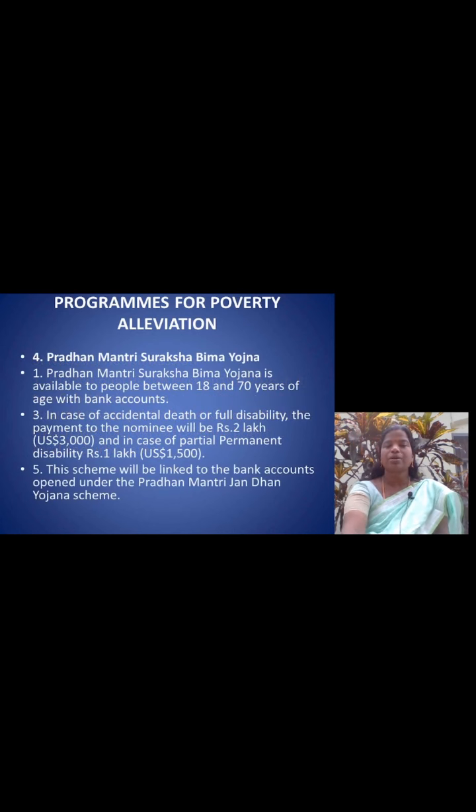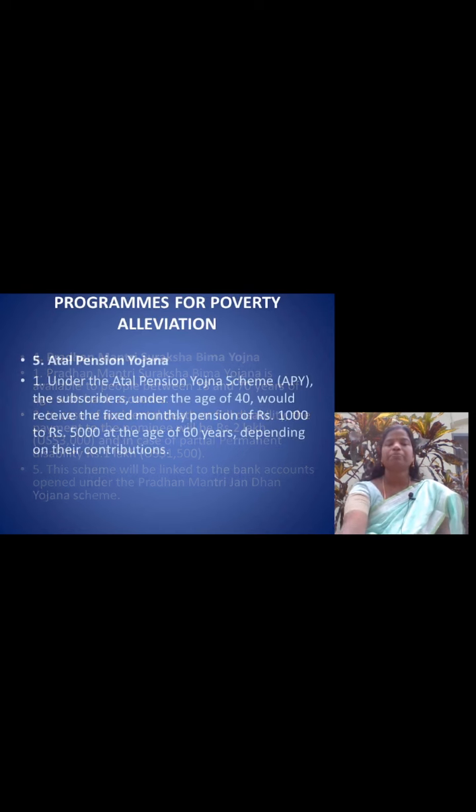Pradhan Mantri Suraksha Bima Yojana is available to people between 18 and 70 years of age with bank accounts. In case of accidental death or full disability, the payment to the nominee will be 2 lakh rupees, and in the case of partial permanent disability, the payment is 1 lakh rupees. This scheme will be linked to the bank account opened under the Pradhan Mantri Jan Dhan Yojana scheme.